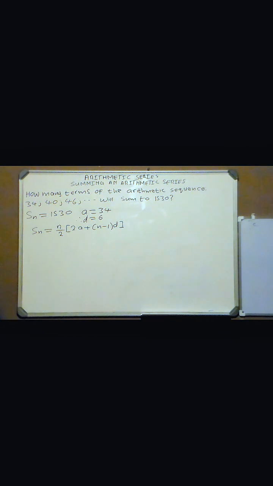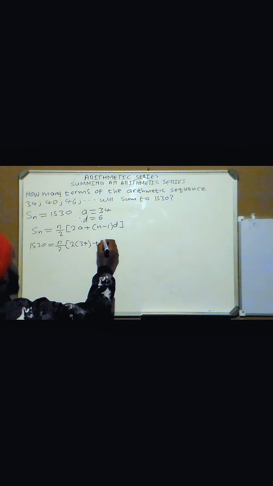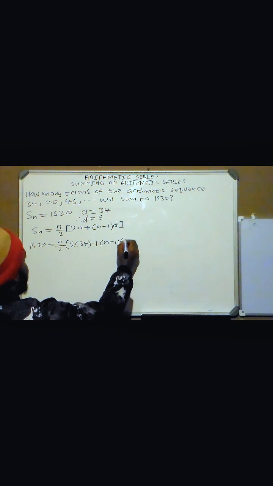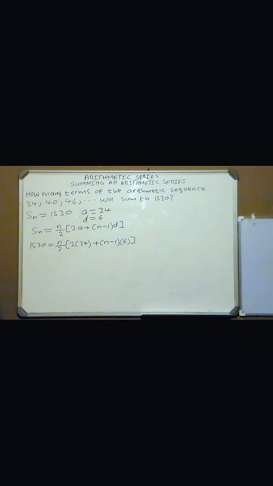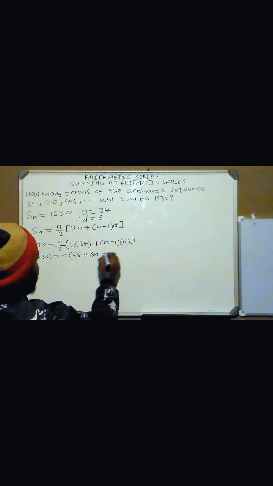And then we substitute in the equation. So we have 1530 equals n over 2 multiplied by 2 multiplied by 34. This is the a value, plus n minus 1 multiplied by the common difference, which is 6. And then I cross multiply. This would be 2 multiplied by 1530 equals n multiplied by 2 times 34, this would be 68, plus 6n minus 6.